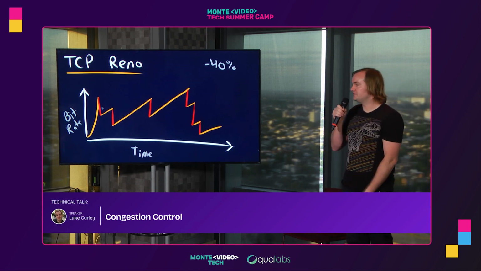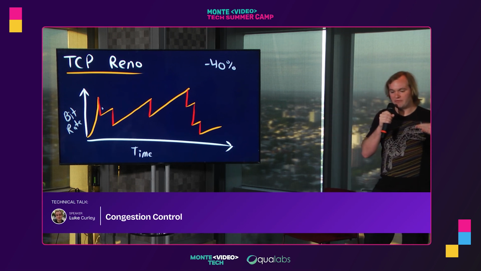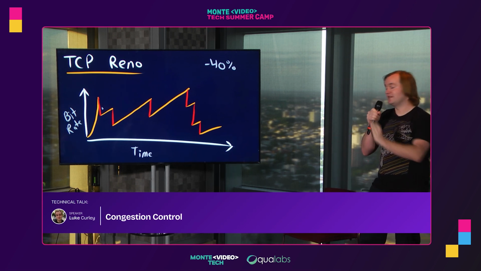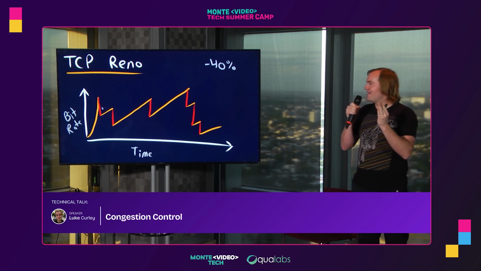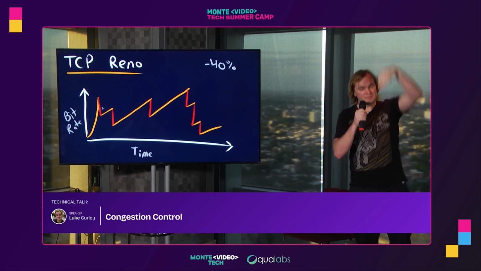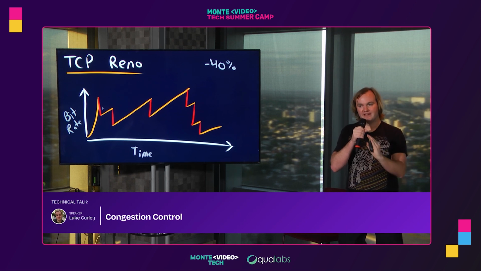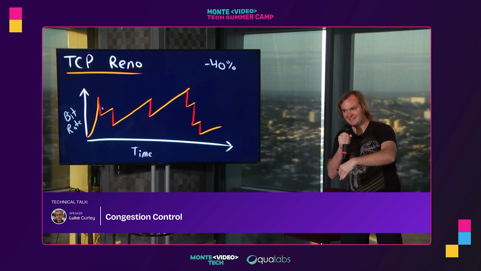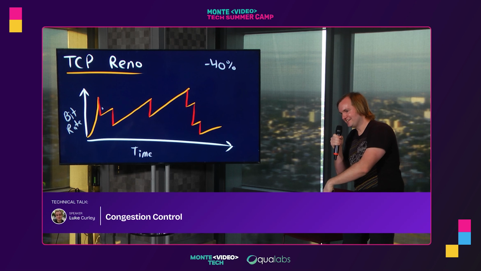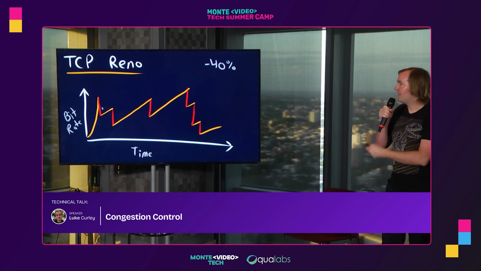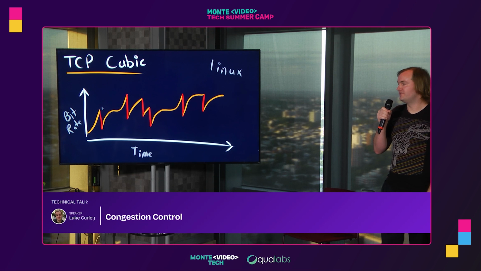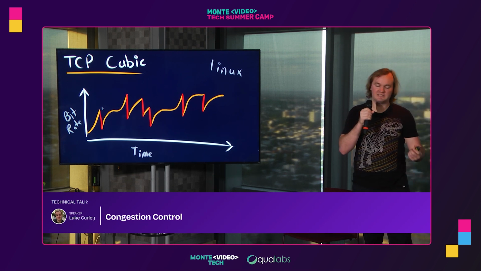So TCP Reno, which is used on Windows, the bitrate will increase exponentially at first. It's called slow start, even though it's really fast. And then when there's packet loss, the bitrate drops by 40%. And then it increases, drops by 40%. Increases, drops by 40%. It creates a sawtooth pattern. On Linux, it's TCP cubic. It's very similar. They just got smart and made it cubic instead of linear, but the exact same thing.